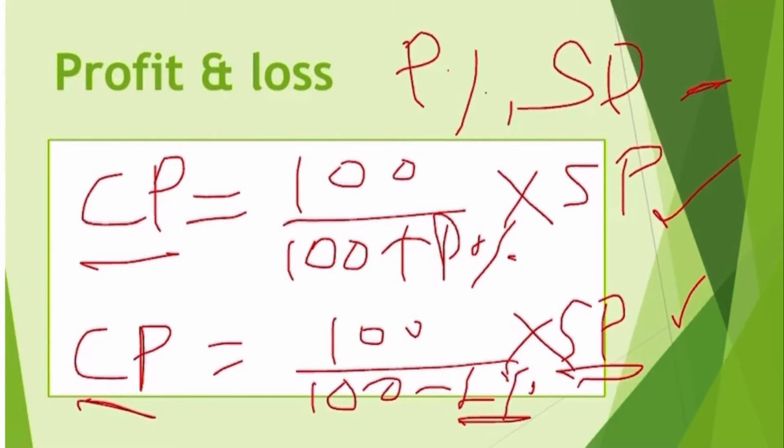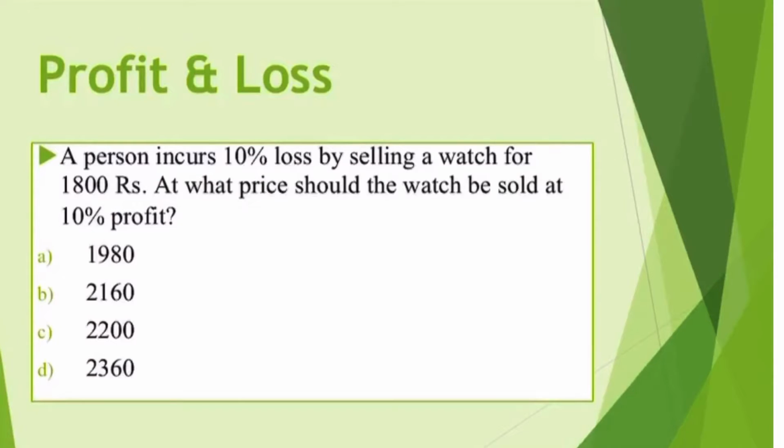Second question, a person incurs 10% loss by selling a watch for 1800 rupees. At what price should the watch be sold for a 10% profit? Here the profit percentage is given. We have to first find the cost price and then apply the formula to find the selling price.